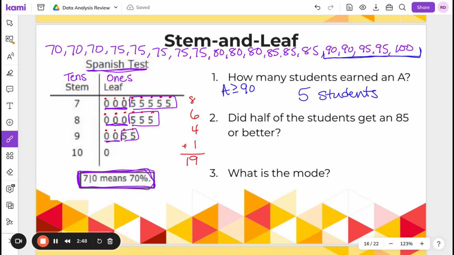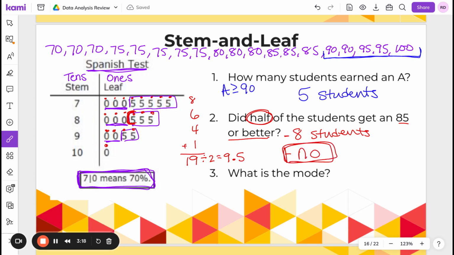So if we want to see if half of them scored an 85 or better, we're going to go right here to 85 and count to see if that is half of 19. A reminder, half of 19 is going to be 9.5 students. So we have 1, 2, 3, 4, 5, 6, 7, 8 students. If 8 students scored an 85 or better, that is not half. So no, half of the students did not score an 85 or above.